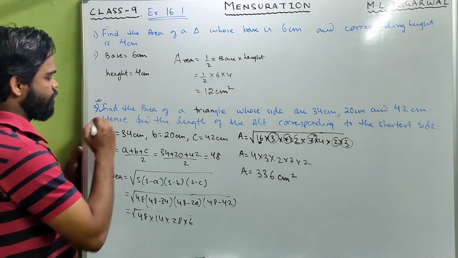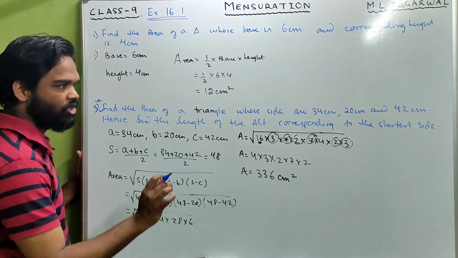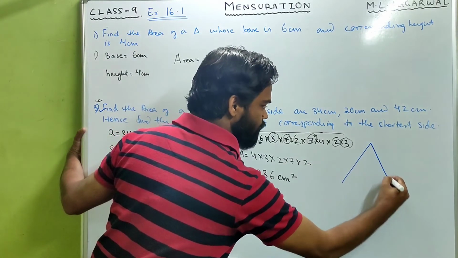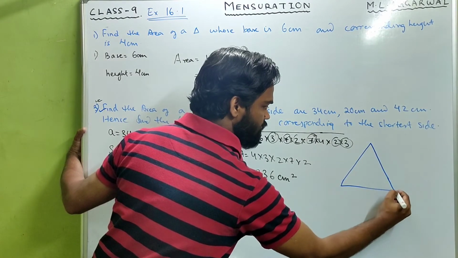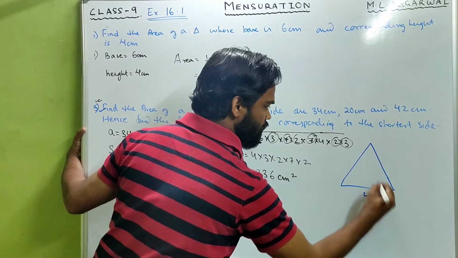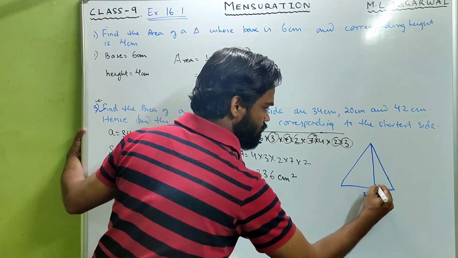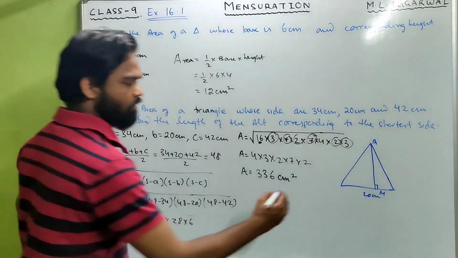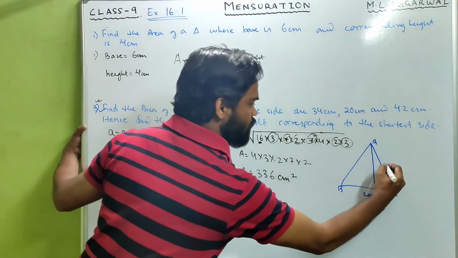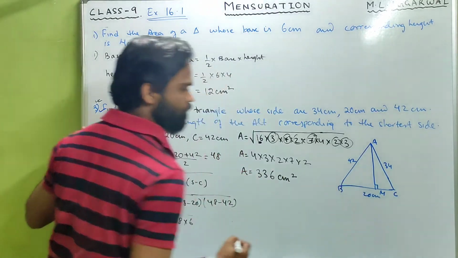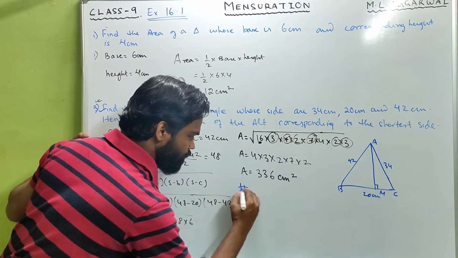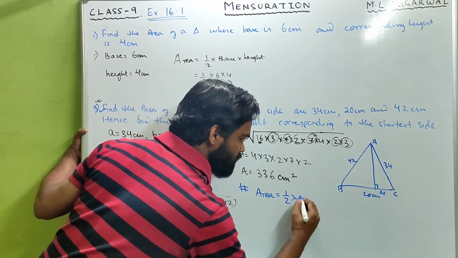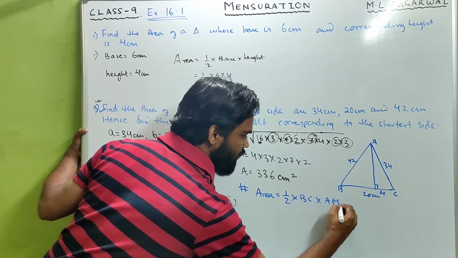Now look, the first part is done. Hence, find the length of the altitude corresponding to the shortest side, which means if I draw the diagram, look over here, suppose I take the shortest side over here, 20 centimeter. Suppose they've asked the altitude AM on the shortest side. Now, look carefully. Suppose this is 34 and this is 42. Area of this triangle, can I write using the basic formula, that's half into base into altitude, which is AM.